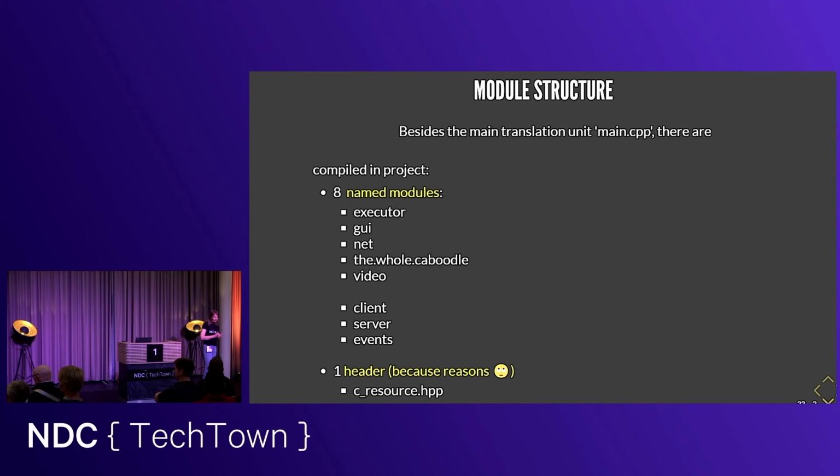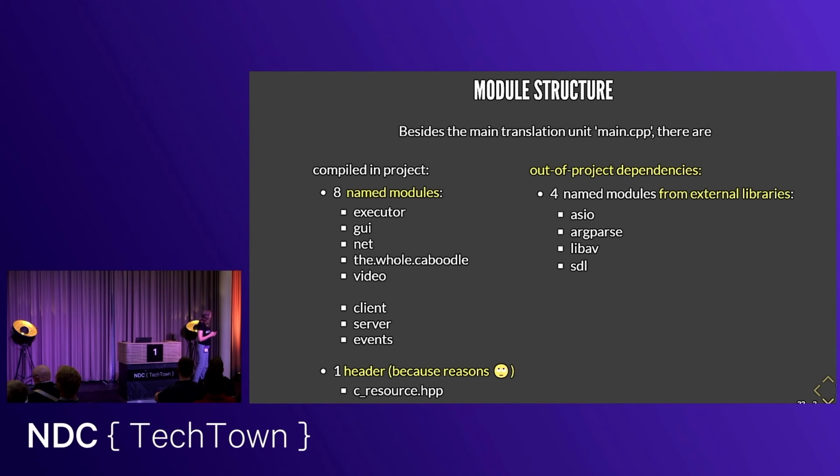1 header file. Last year it's been a header unit, but you know why? It's demoted again to an include. Out of project, I use these dependencies here for named modules: Azure, ArcParse, libav, and SDL. All of them are named modules, as you can see.